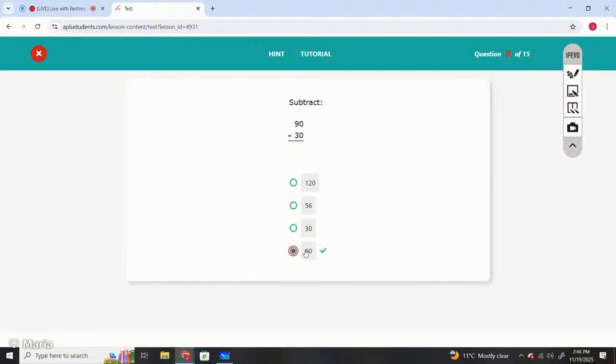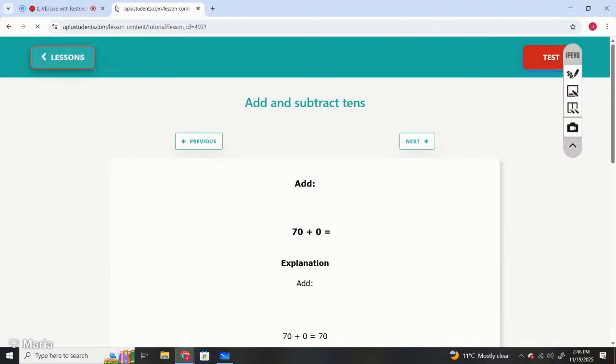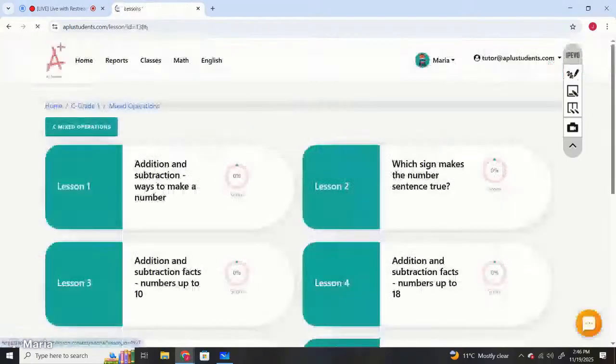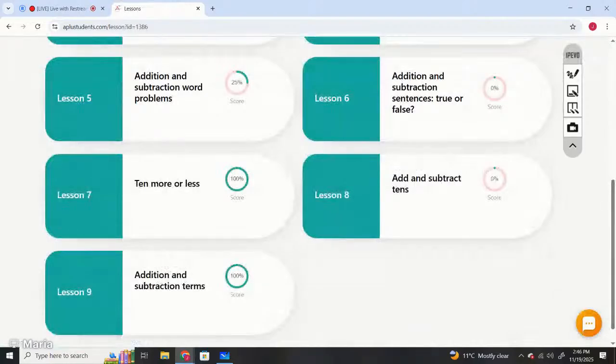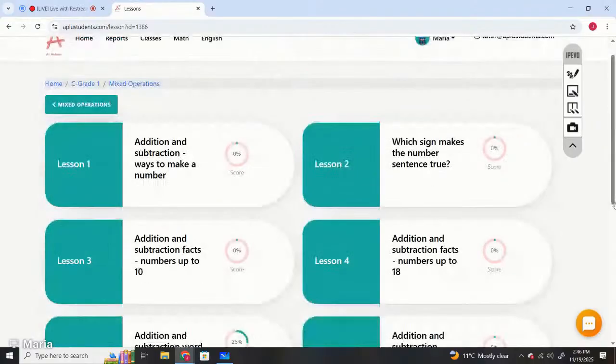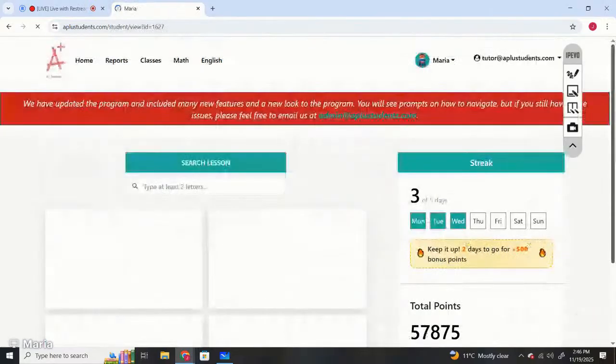Okay, you can complete the lesson by yourself later today. So we were working on grade 1 math. The chapter we were working on is Mixed operations. The lessons we have covered today are addition and subtraction sentences true or false, 10 more or less, and add and subtract tens. So please make sure before the next session you complete all the practice questions for the lessons we just did. That is your homework until the next session.